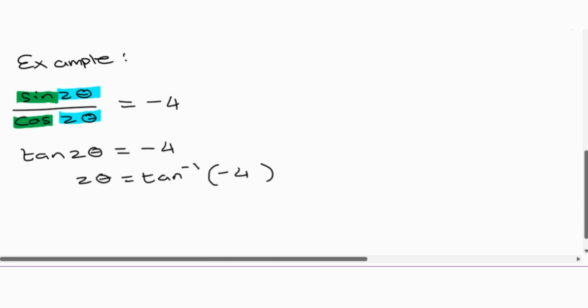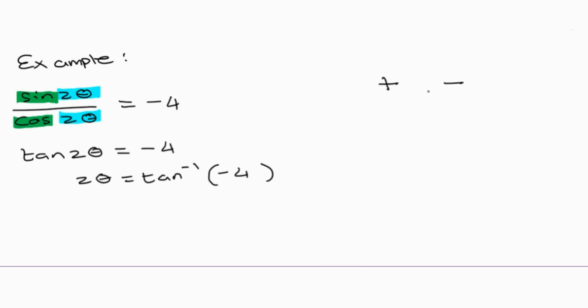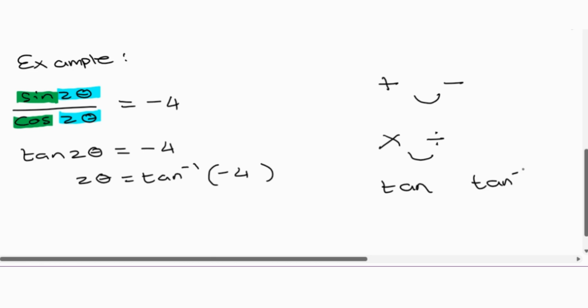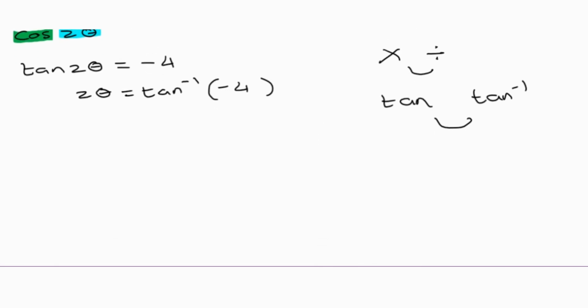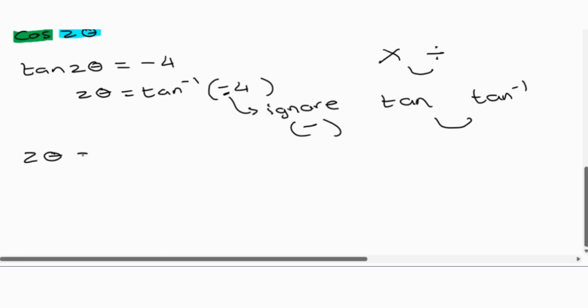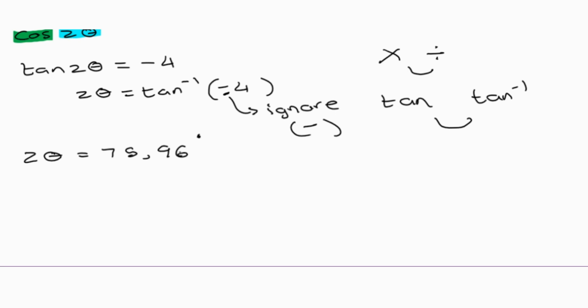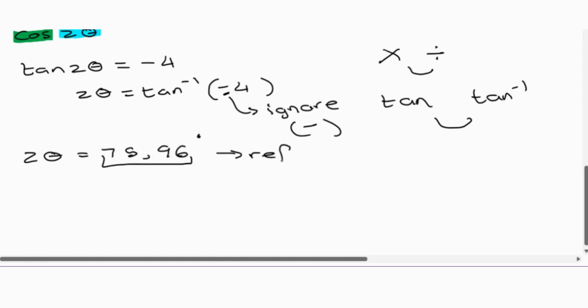Regarding inverses, just how you have a positive and a negative, they are inverses of each other, or you have multiplication and division, they are inverses of each other. If you have tan and tan to the minus 1, they are inverses of each other. Then you can put that into your calculator, but notice there's a negative. Ignore the negative. You don't have to worry about the negative. Then you're going to get 2 theta is equal to 75,96 degrees.